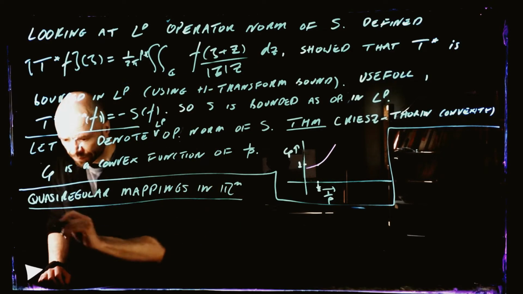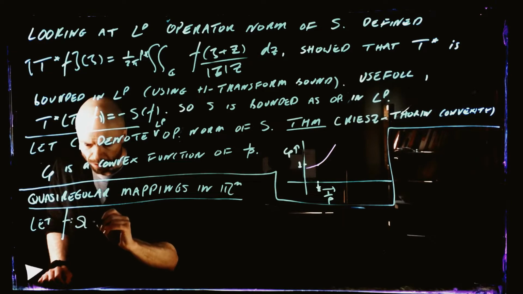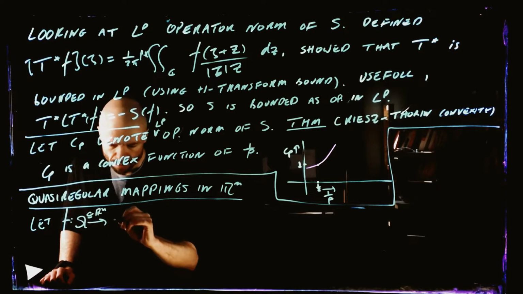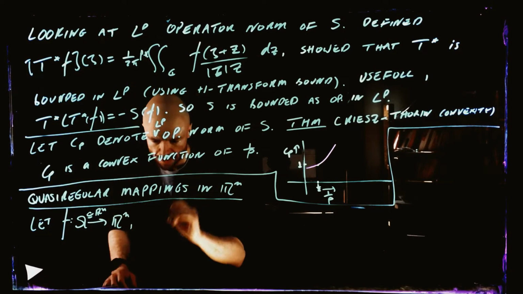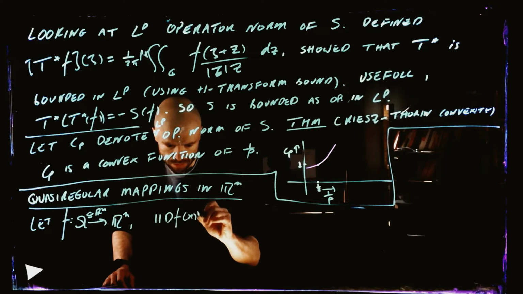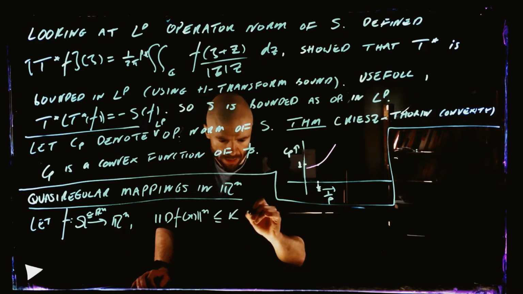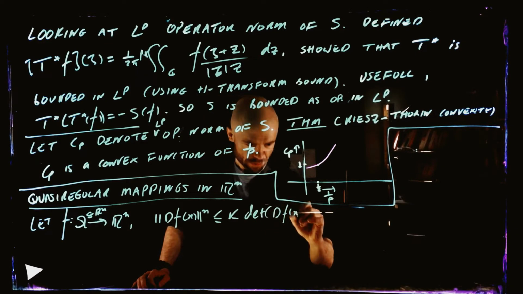Okay, so let F be some mapping from some region omega contained within Rn into Rn, and the definition is the same. So if we take the operator norm of the function, power n, it should be bounded by some constant k, the determinant of the derivative.